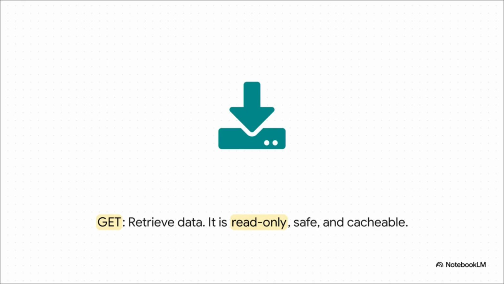Because GET doesn't change a single thing on the server, it's considered a safe method. And here's a pro tip. Because it's safe, the responses can actually be cached to massively improve your application's performance. That is exactly why your social media feeds load almost instantly after you open them the first time.